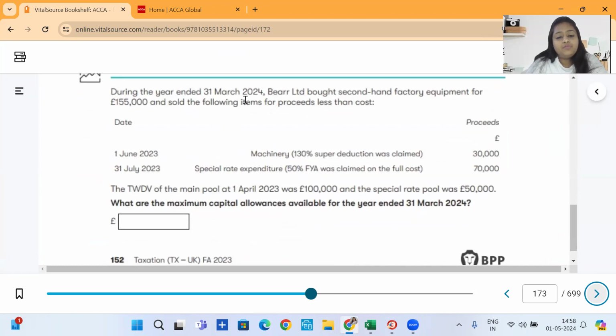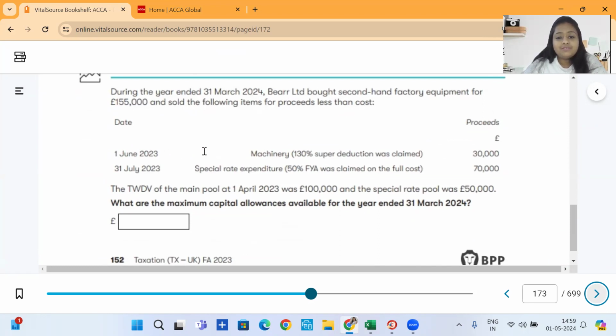During the year ended 31st March 24, Baird Limited bought second-hand factory equipment for 155,000. This information is given to calculate AIA, right? And sold the following items for proceeds less than the cost. It clearly says that the proceeds are less than the cost. So even if cost is not given, we know we have to take the proceeds amount as the balancing charge.